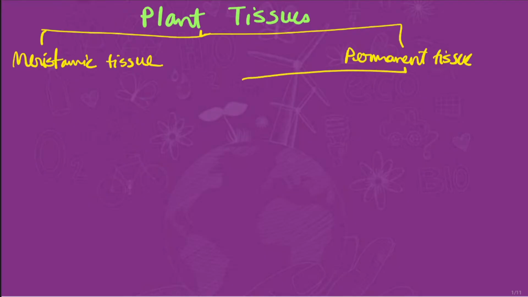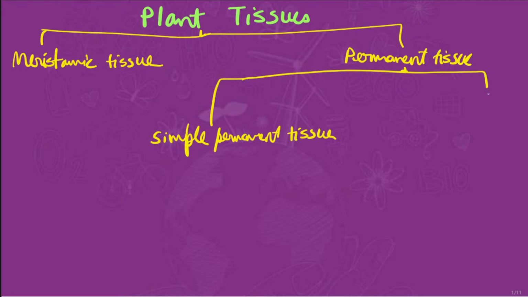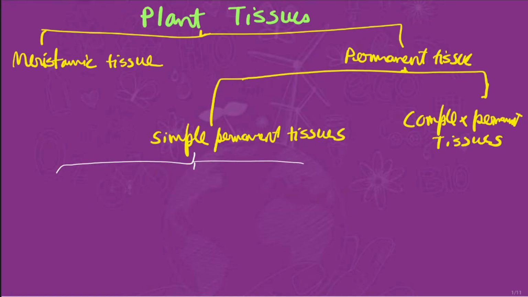The permanent tissue: simple permanent tissue, complex permanent tissue. Simple permanent tissues are parenchyma, collenchyma, sclerenchyma.